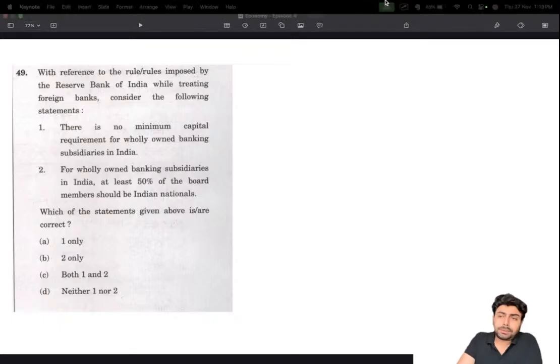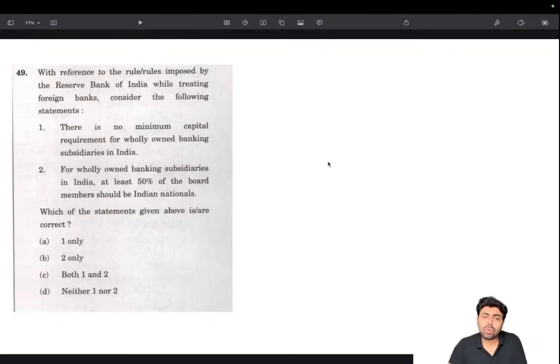Then the next one. With reference to the rules imposed by the Reserve Bank of India while treating foreign banks, consider the following statements. This is a current affairs question actually, but you can apply some logic and take a calculated guess. So there has been a question about Reserve Bank rules on treating foreign banks. There is no minimum capital requirement for a wholly owned banking subsidiary in India.